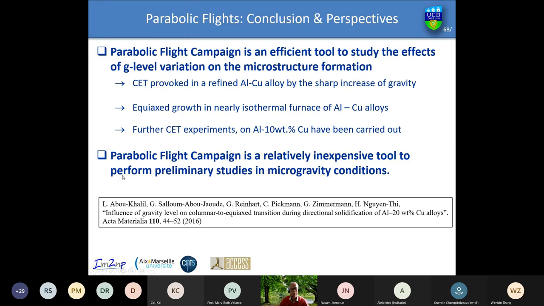So the parabolic flight campaign showed not just terrestrial results, not just microgravity results, but terrestrial leading to hyper G, zero G, hyper G, and 1G. So it showed what happens when you vary the G level. So this is quite an interesting experiment. Again, you can read the details in the paper.